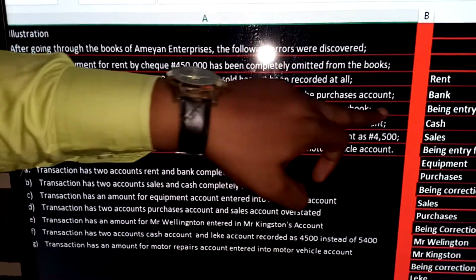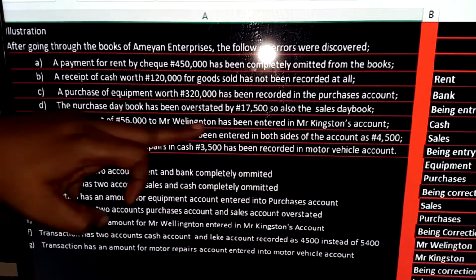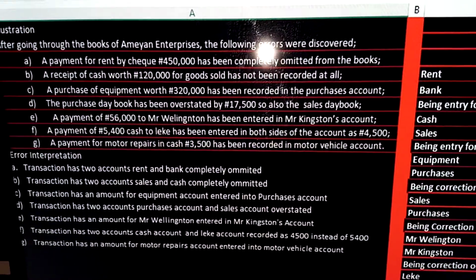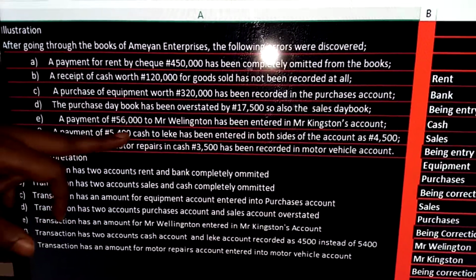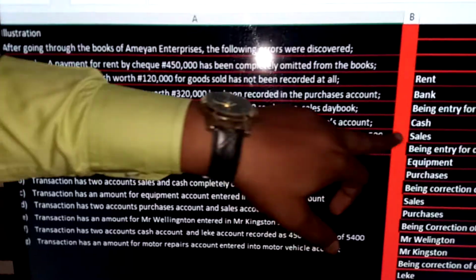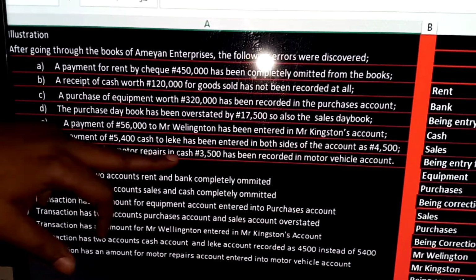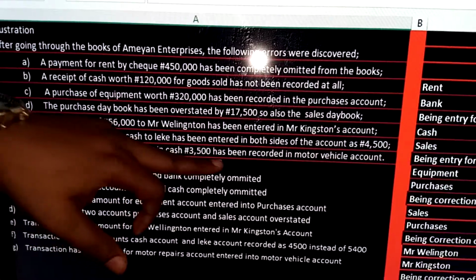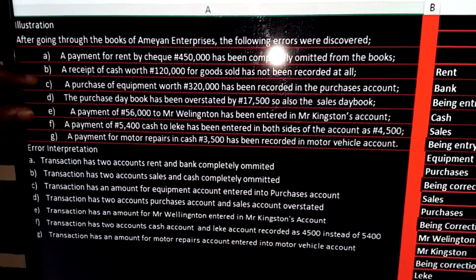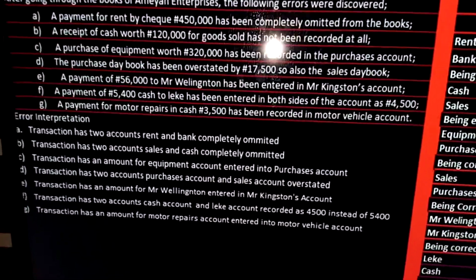The fourth error here said the purchase day book has been overstated by 17,500. So also the sales day book. The fifth one here says a payment of 56,000 to Mr. Wellington has been entered in Mr. Kingston's account. The sixth one here said a payment of 5,400 cash to Lekki has been entered in both sides of the account as 4,500. The seventh one here said a payment for motor repairs in cash 3,500 has been recorded in the motor vehicle account. Now these are the errors identified in Amenyon Enterprises' books.